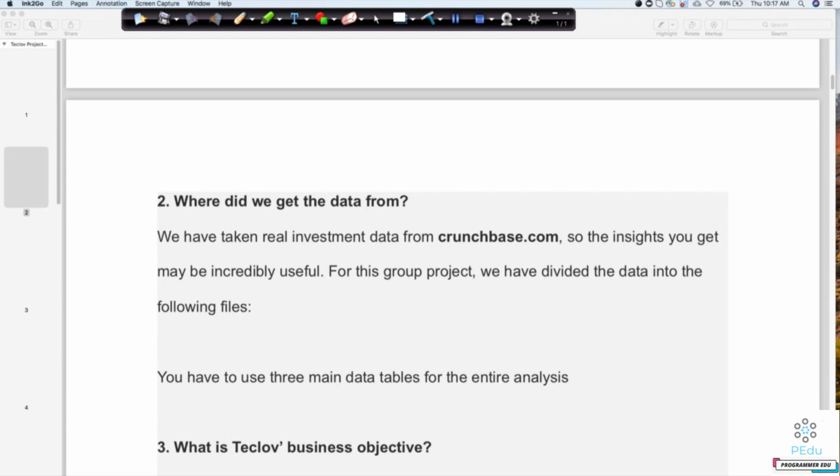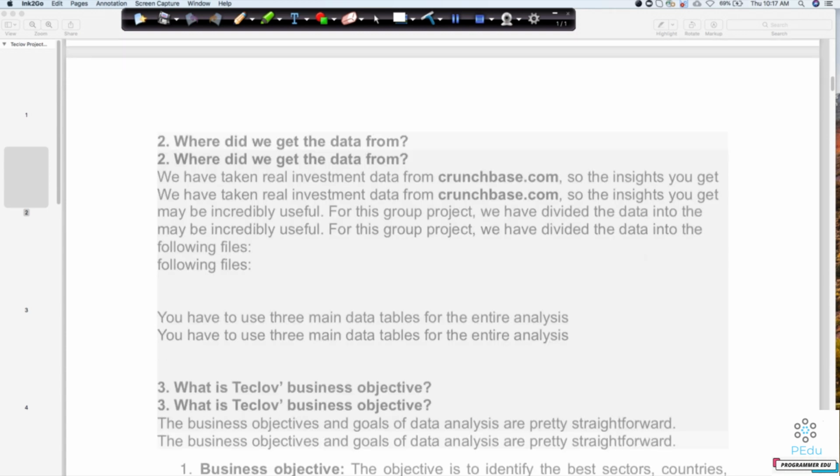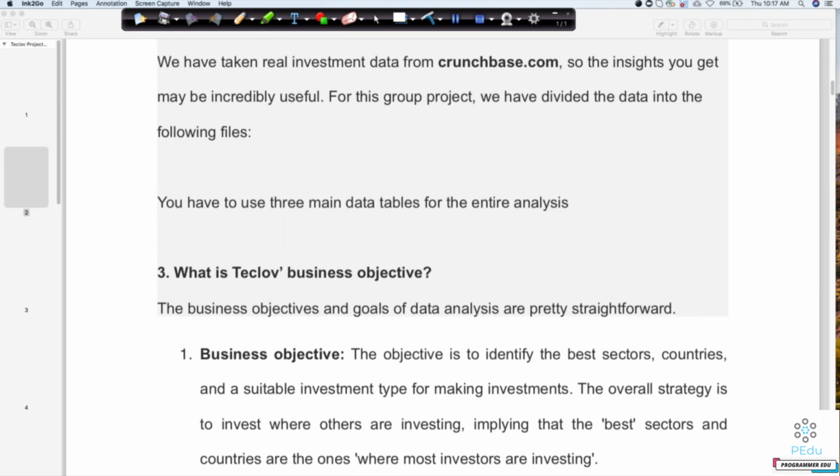So the insight you're going to get is going to be very useful, and basically this is going to be a project which you have to work on along with me. You can call it a group one, but it's up to you.